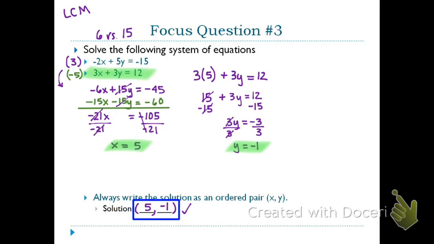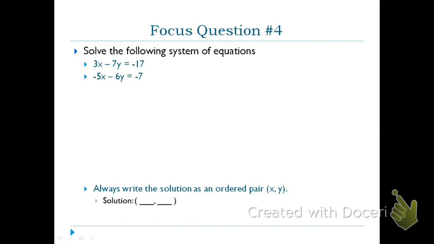All right, let's do number 4. Okay, number 4. Got our two equations. We have 3 and negative 5 versus negative 7 and negative 6. Well, for the LCM, the least common multiple for the x's would be 15 versus 42 for the y's. Let's go with the x's.